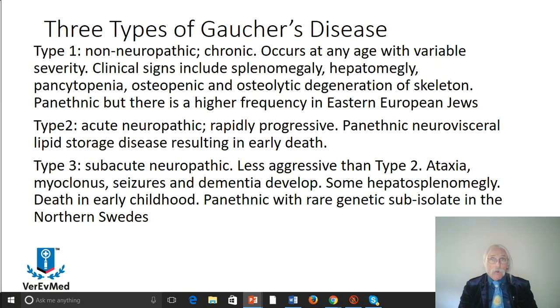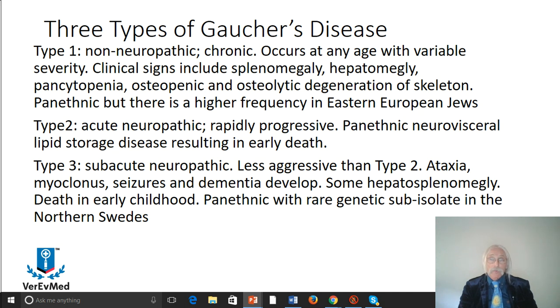So as I've been hinting, there are 3 types of Gaucher's. Type 1 is the non-neuropathic, also known as chronic. It occurs at any age with a variable severity for the patient. Clinical signs include hepatosplenomegaly, pancytopenia, osteopenic and osteolytic degeneration of the skeleton. And this disease, type 1, tends to be pan-ethnic. That is, all ethnic groups get this disease, but there's a slightly higher frequency of it in Eastern European Jews.